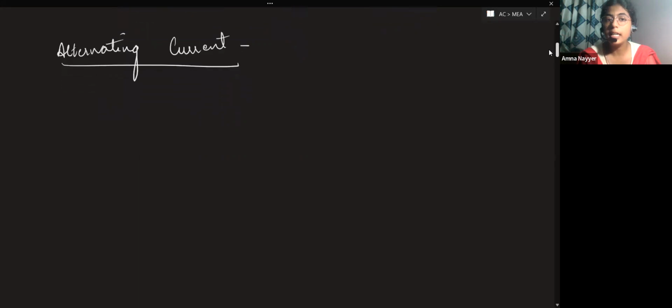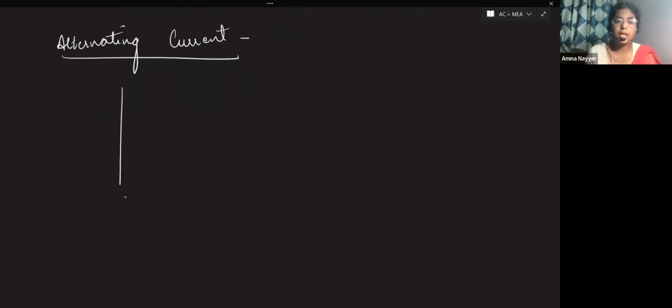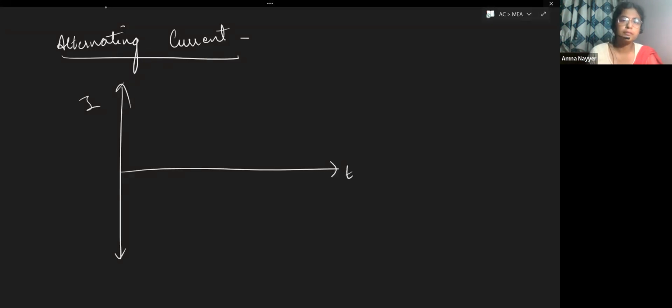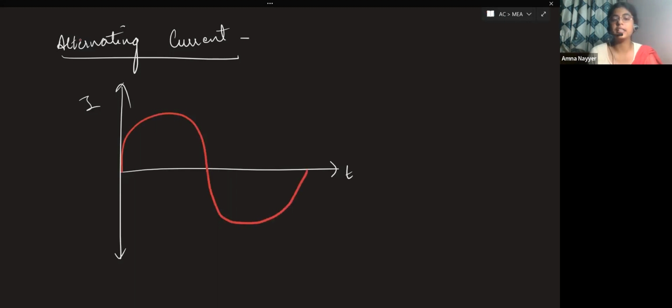So alternating current is what? With the passage of time, the current changes. For example, this is your current versus time graph. This will be the variation. At this time, this is the maximum value of current. At this time, again the maximum value of current. Similarly, for all different values of time, the current is varying.